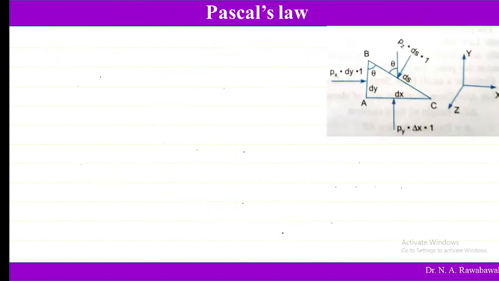Now we'll move to the next aspect, that is Pascal's law. What Pascal's law states is that the pressure or intensity of pressure, as we have seen, at any point in a static fluid, meaning a stationary fluid, is equal in all directions.